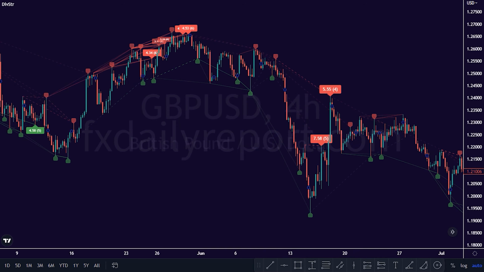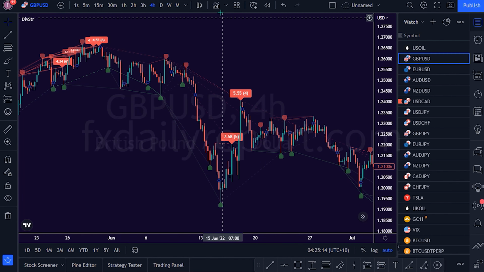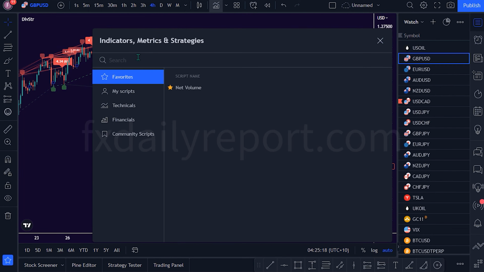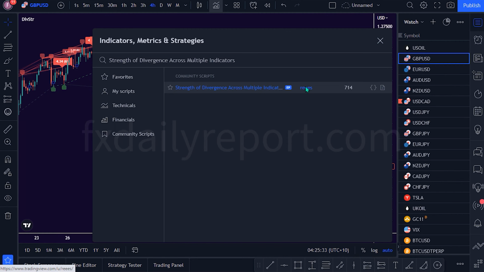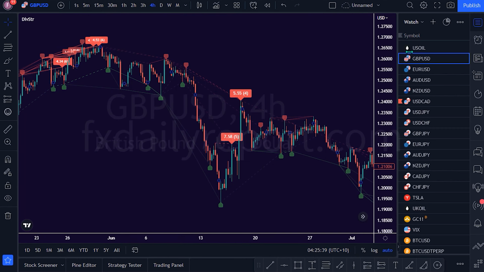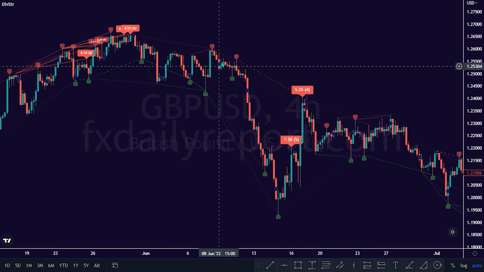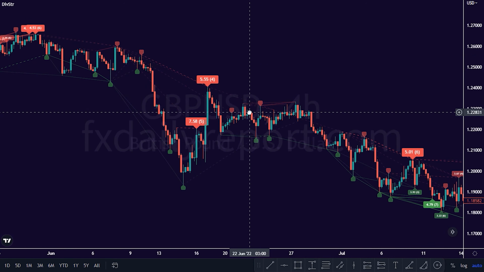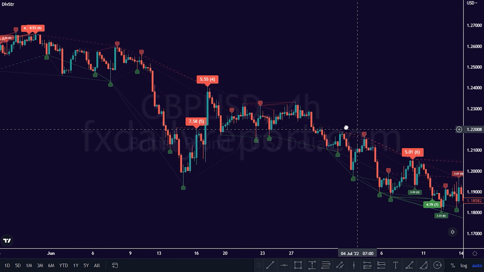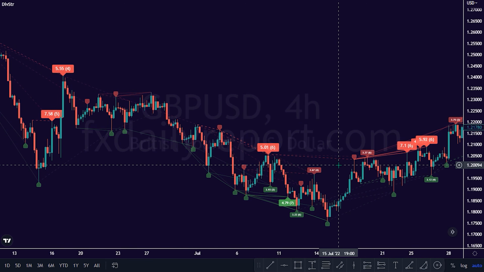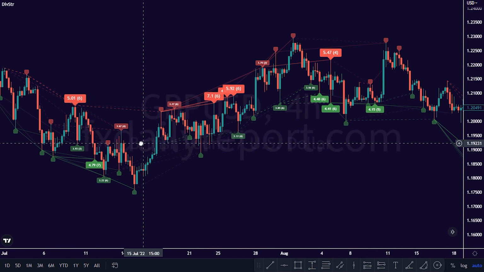To apply this technical indicator on the trading chart, search the keywords "the strength of divergence across multiple indicators" in the indicator search box. Proceed further to select the strength of divergence across multiple indicators EP version by Reese. Before I proceed further to show you how to apply this technical trading indicator to execute buy and sell trade setups in the market, I need to explain some of the parameter settings for this trading indicator.